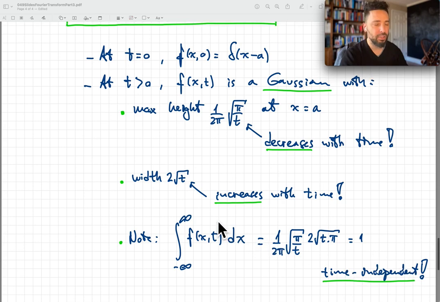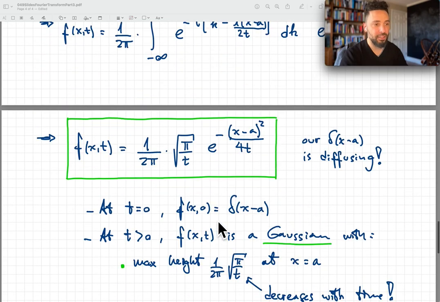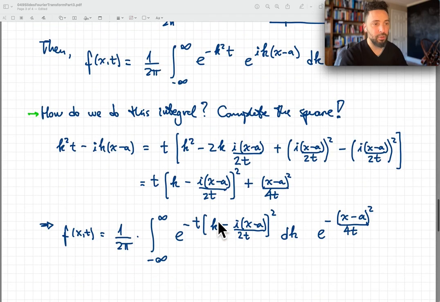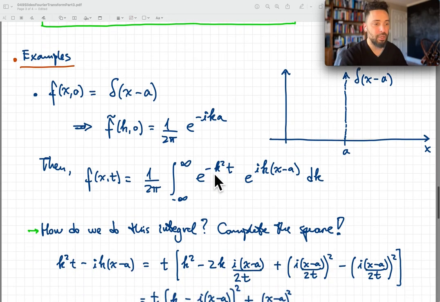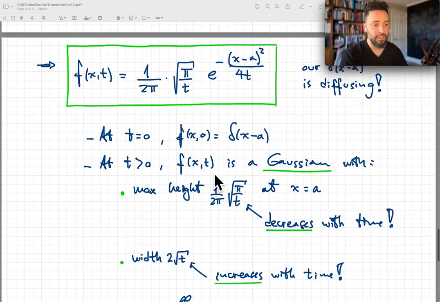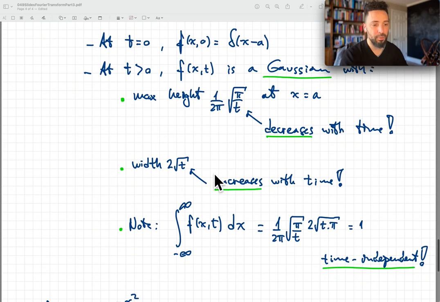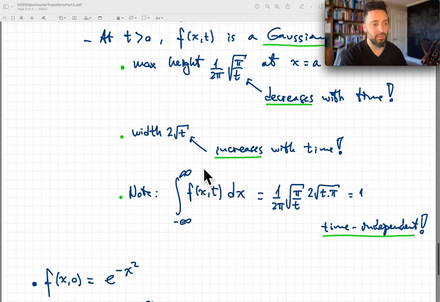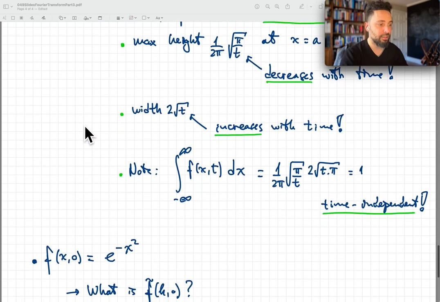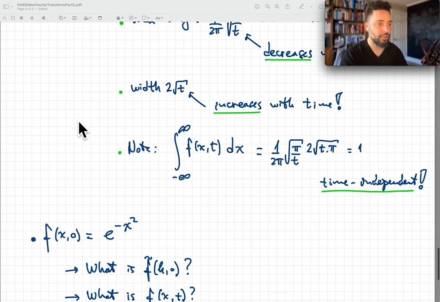It's time independent. In other words, the amount of stuff that I have diffusing spreads out along the whole real line, but always preserves the integral of f of x as a function of time, which in this case, of course, is 1. The integral of the delta is just 1. And so if I spread it out over time according to my diffusion equation, you will find that the amount of stuff that is being spread is still preserved. Nothing is lost, and that's reflected in this integral being 1, being time independent. That's basically the end of this particular example.